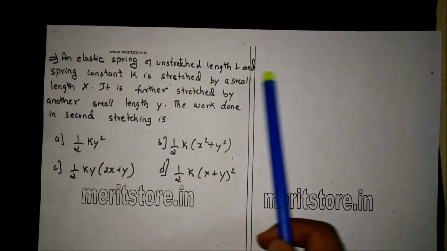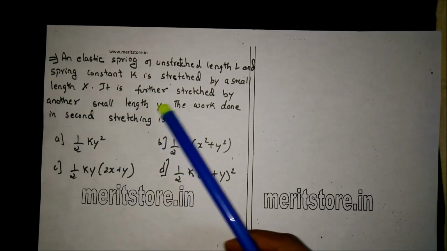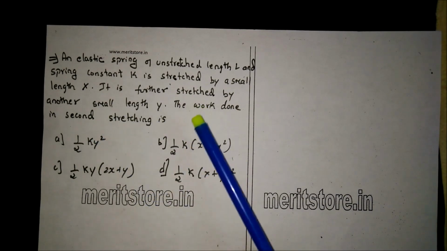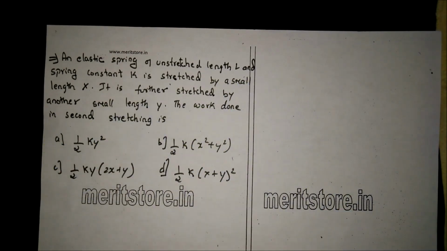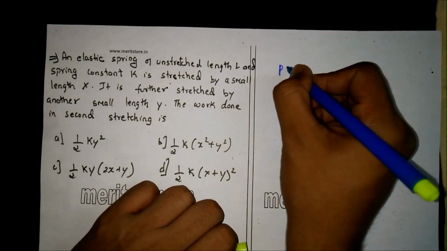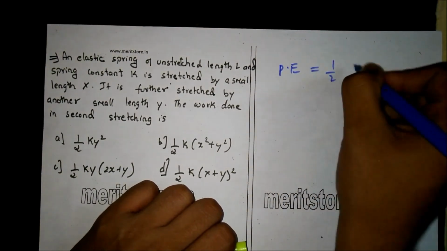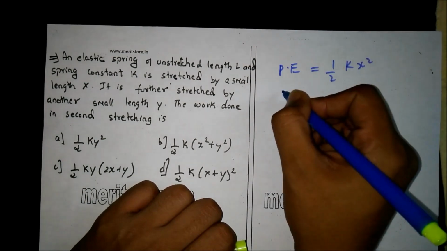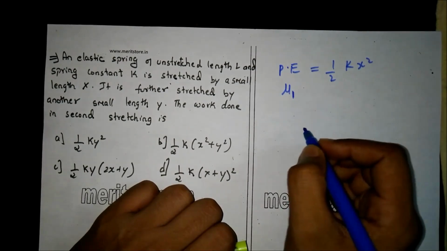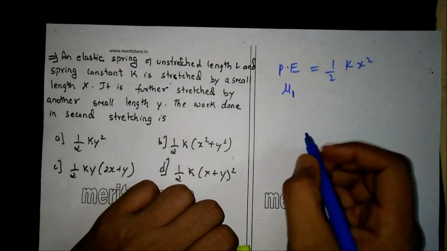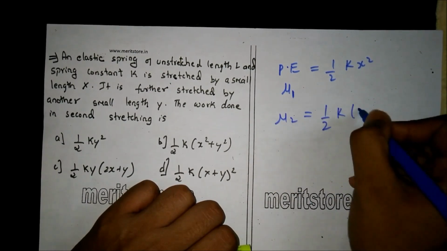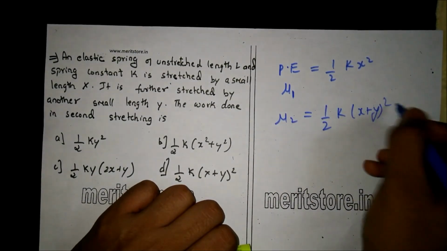A spring of unstretched length L and spring constant K is stretched by a small length X. It is further stretched by another small length Y. The work done in the second stretching is, here are the options. Now the potential energy stored in the spring while it is stretched by length X is given as half into K X square. We can say that this is U1. Now, when it is stretched by a further distance Y, the potential energy U2 will be half into K into (X plus Y) the whole square.